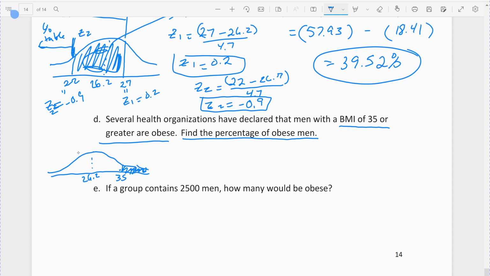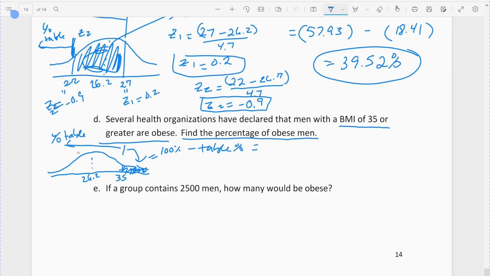Remember, when we look up the z-score on the table, it is going to give us the percent below, which should be a fairly big percent. We want the percent above. So when we find the percent above, we're going to take 100% minus the table percent to get our answer.